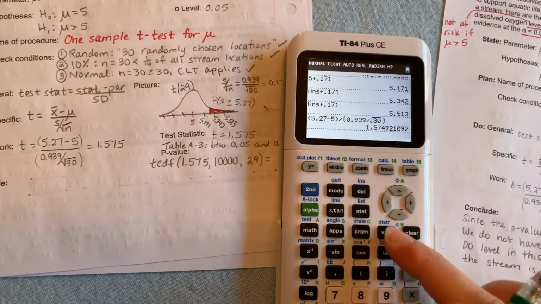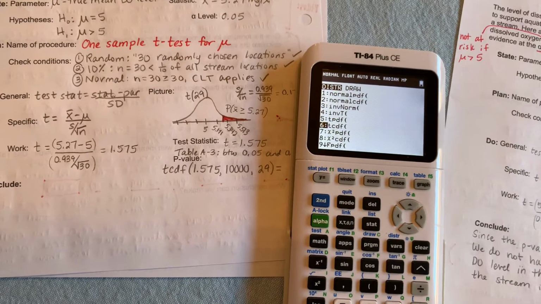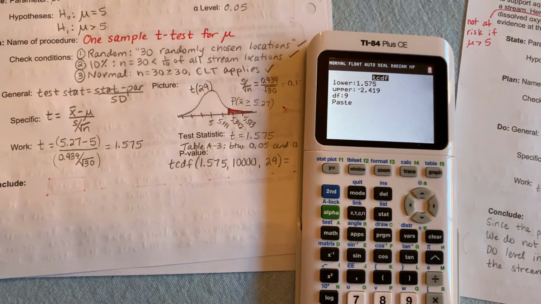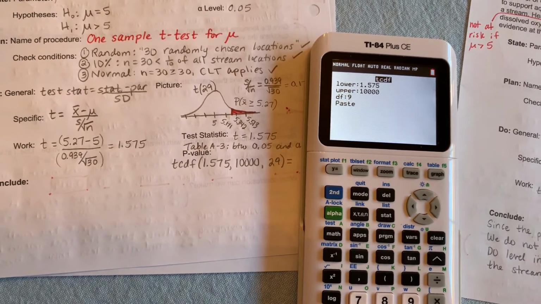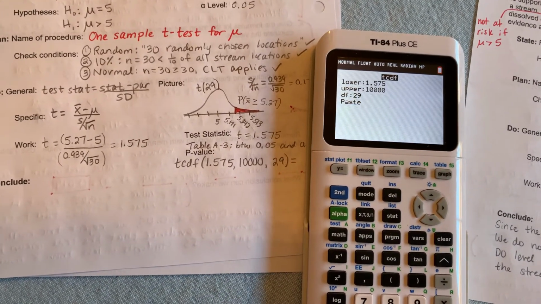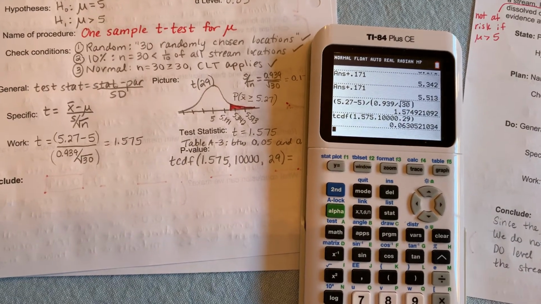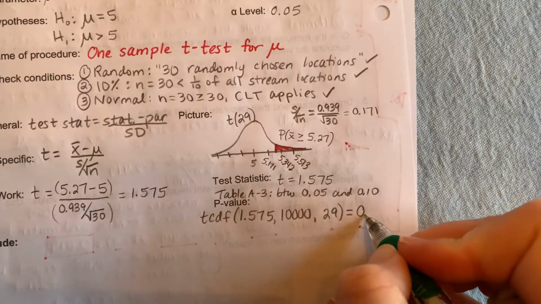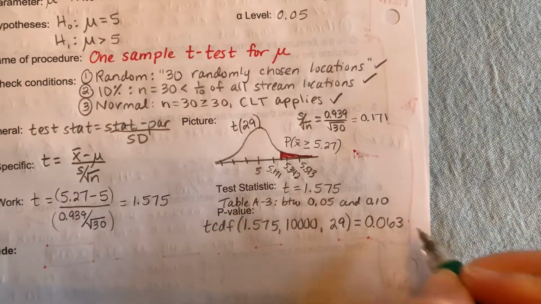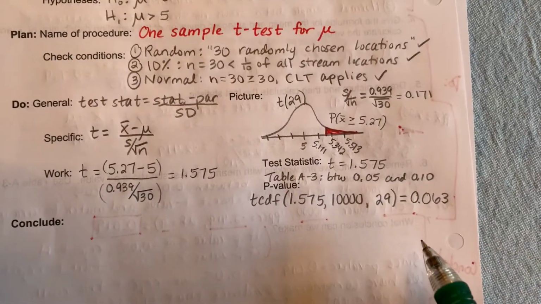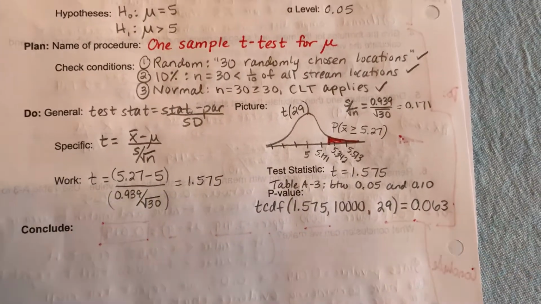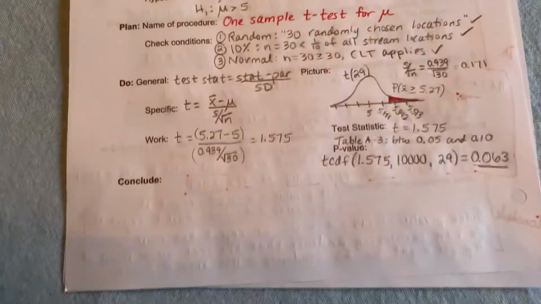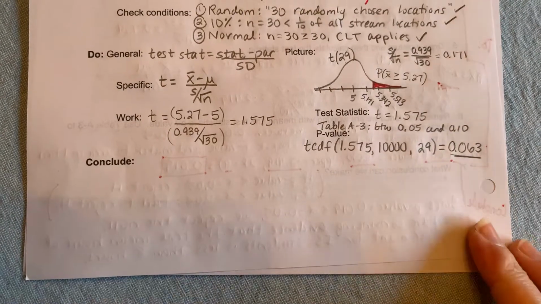Again, I go to second distribution to get to tcdf. Hit enter. My lower, again, is 1.575. My upper is something like 10,000. Degrees of freedom are not 9, but 29. And paste, enter one more time. 0.063. Okay, so table A3 was correct. My p-value is between 0.05 and 0.1. It's 0.063. But this, again, is way more specific. I like this better.